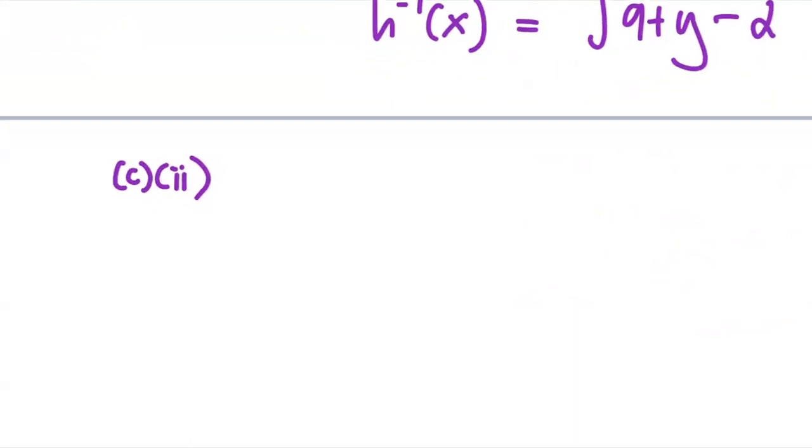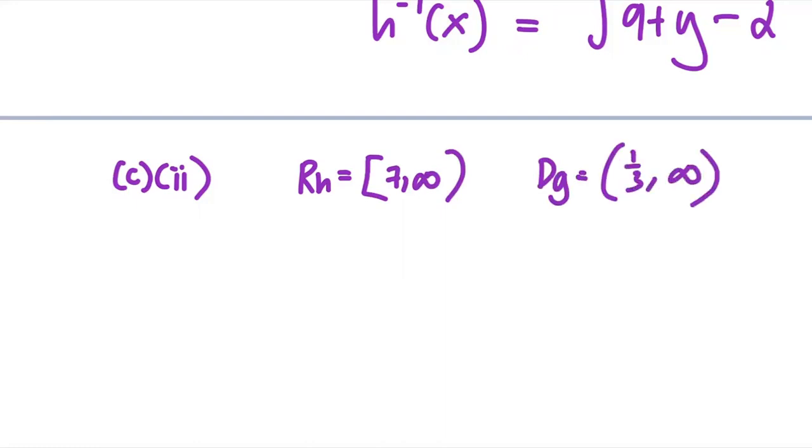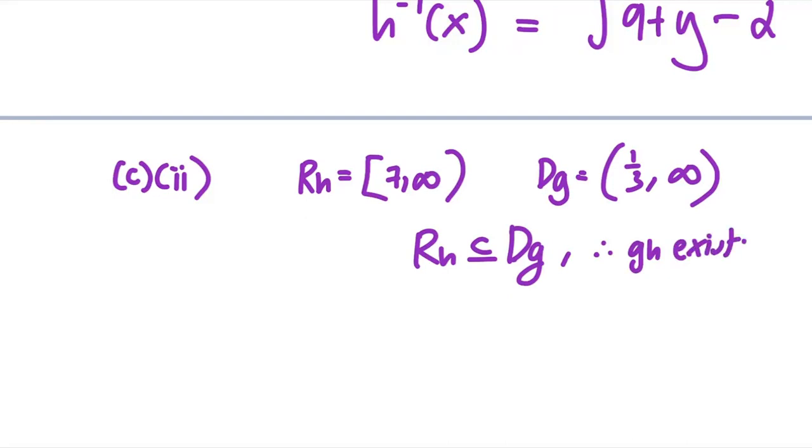Okay, so C part 2. Let's start with the range of h. And we know that this is 7 and infinity. And the domain of G is 1/3 and infinity. This is from the question. So the range of h is a subset of the domain of G. Therefore, GH exists.